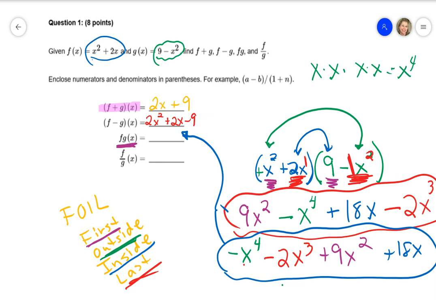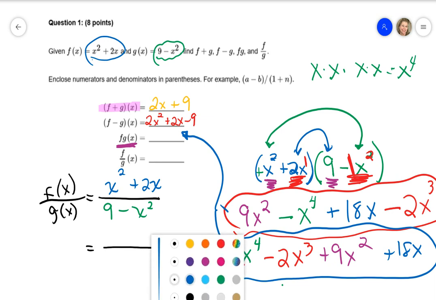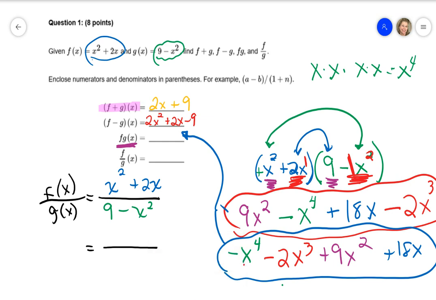Which brings me to the last one, which is division. And f over g of x means take f of x and divide it by g of x. Well, f of x is x squared plus 2x. And g of x is 9 minus x squared. And it says enclose numerators and denominators in parentheses. If I were going to try to simplify this, I would have to factor first. In my numerator, all I can pull out is an x, the greatest common factor of x, and that leaves me with an x plus 2.